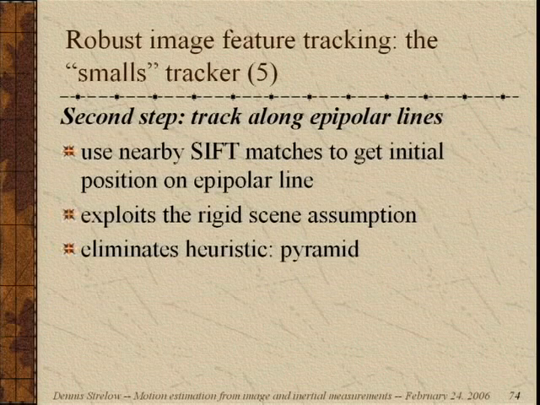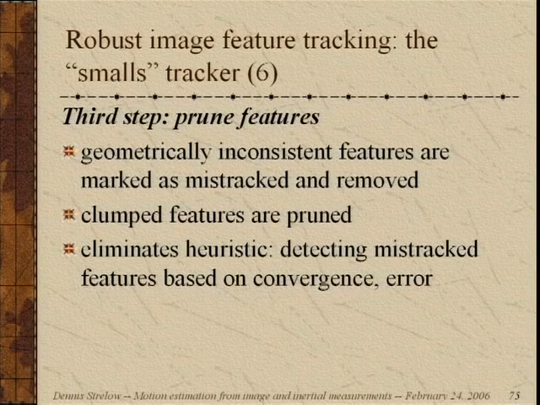Okay, so the second step then is to track along the epipolar lines to determine the depth. You want some initial estimate, so I use the position of the nearest SIFT translation as the nearest estimate. And then just do basically a correlation search along that line, and then refine that discrete position with Lucas Kanade, which will give you, say, 1/10 pixel accuracy. Okay, the third step is prune away features. I prune exclusively based on the geometric consistency of the features between those two times. So it's pretty straightforward.